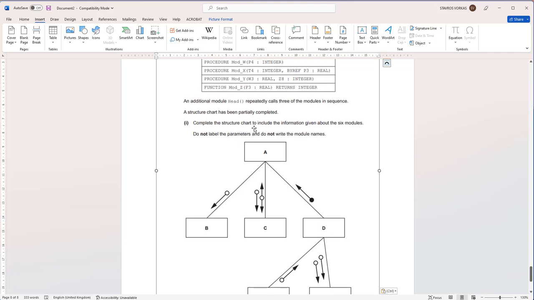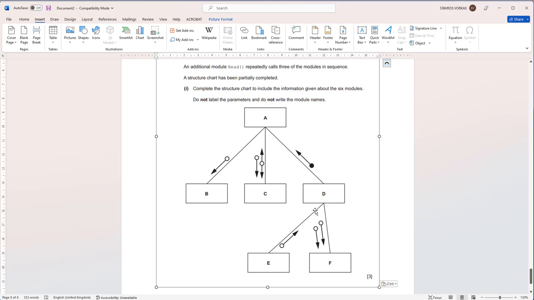Now, it says here, complete the structure chart to include information given about the 6 modules. Do not label the parameters and do not write module names. The only reason it's mentioning this is because on the actual past paper examination, in the next page, there's a section for you to write that B is this one, C is that one, etc.